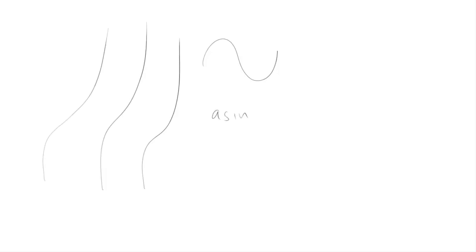These are often abbreviated asin, acos, atan. But sometimes you'll see them referred to as inverse sine, inverse cosine, and inverse tangent, and written like this. Sine to the negative 1, cosine to the negative 1, tangent to the negative 1. I'll continue to use the arc terminology as it matches up with the names of JavaScript's math functions.